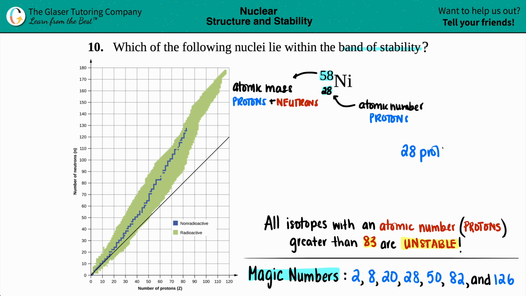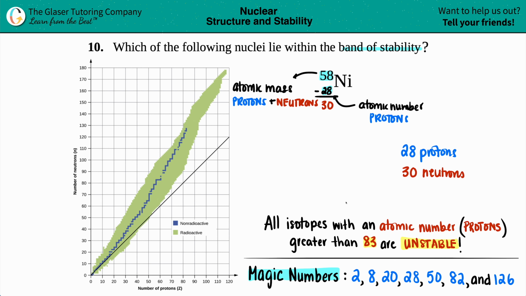But now I still need to find out the total number of neutrons. Well, if we know that the atomic mass is protons plus neutrons, and the atomic number is just the protons, what can I do with these two numbers? Yeah, I'm going to subtract them, right? 58 minus 28 is a big fat 30. So I got 28 protons and I got 30 neutrons.